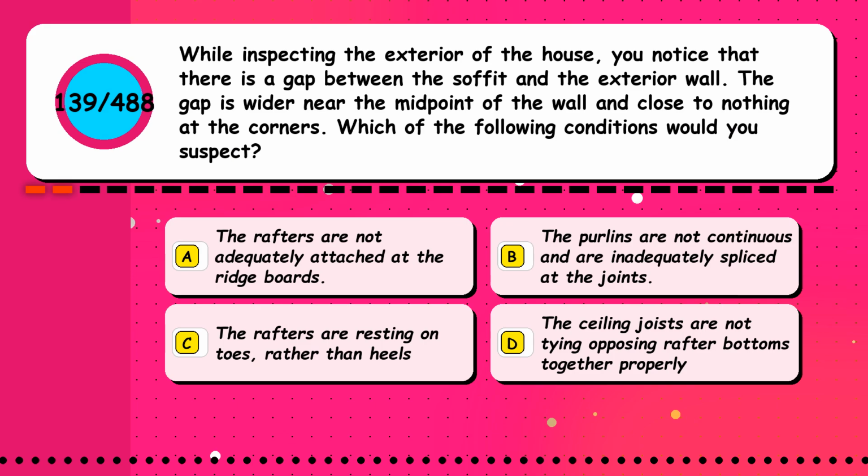Question 139. While inspecting the exterior of the house, you notice that there is a gap between the soffit and the exterior wall. The gap is wider near the midpoint of the wall and close to nothing at the corners. Which of the following conditions would you suspect?